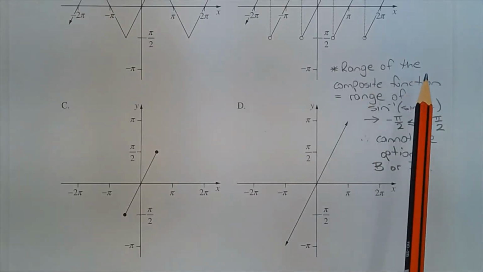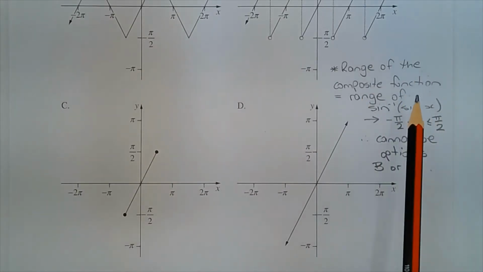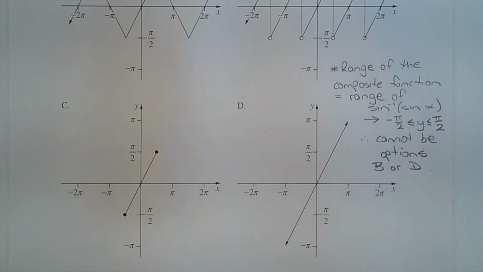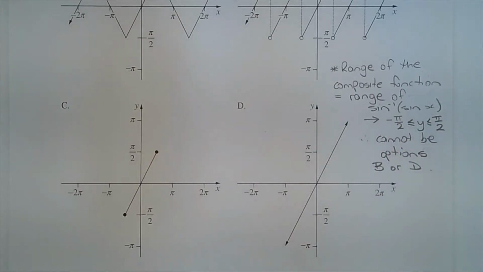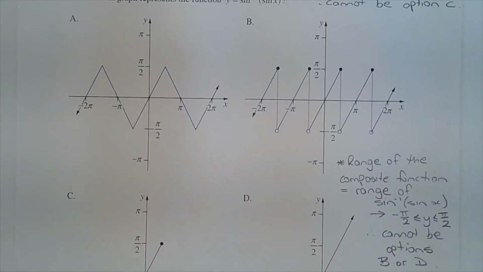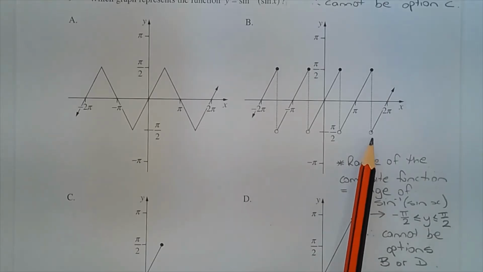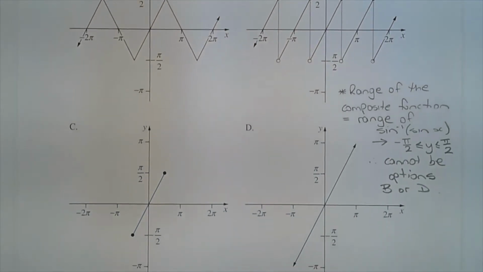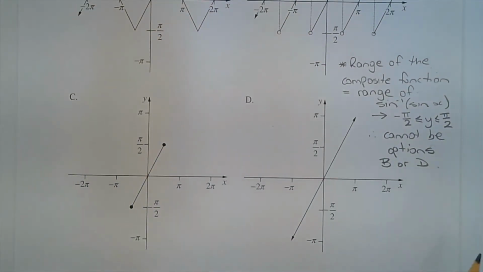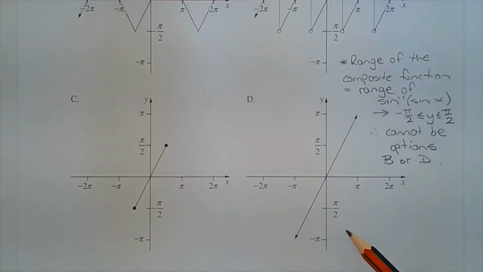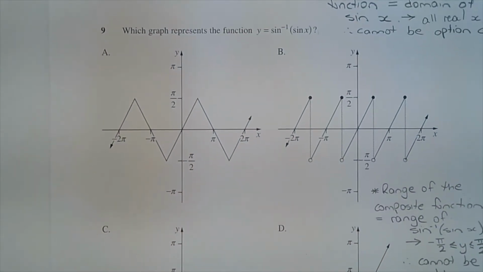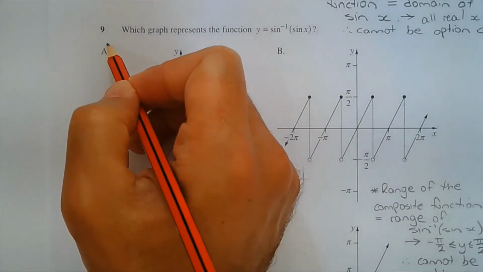Next, we'll consider the range of the composite function, and that's equal to the range of inverse sine of x. Y will vary from negative pi over 2 to pi over 2. Therefore, it cannot be option B, since option B does not include negative pi over 2. And it also cannot be option D, since the range of option D extends beyond negative pi over 2 to pi over 2. Therefore, by the process of deductive reasoning, the answer is option A.